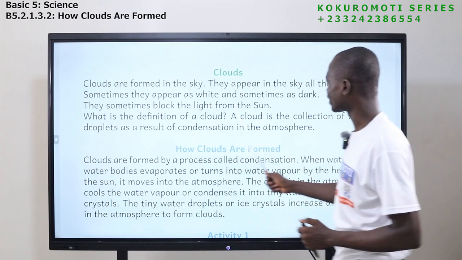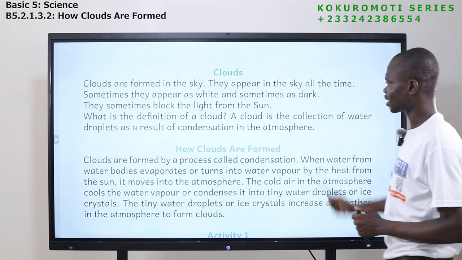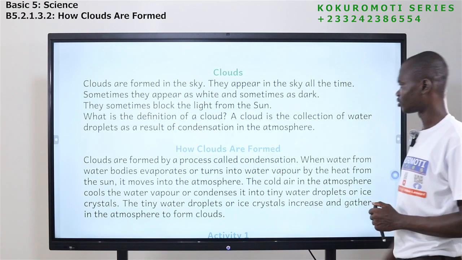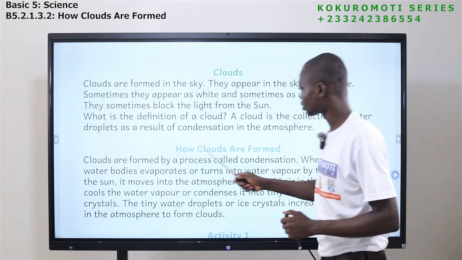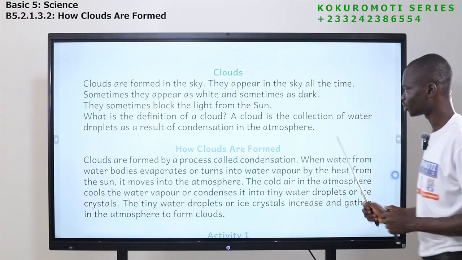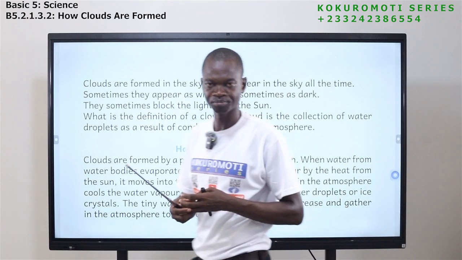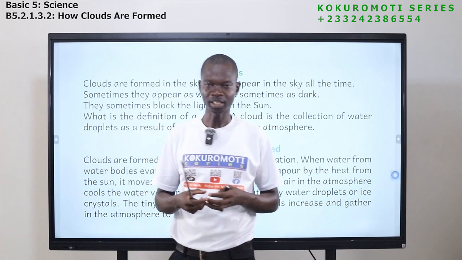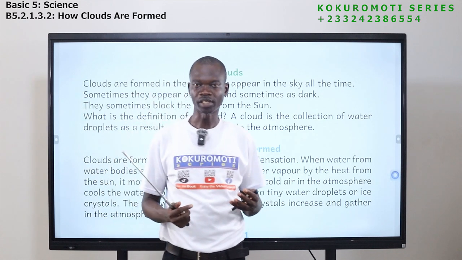Sometimes they appear as white and sometimes as dark. They sometimes block the light from the sun. What is the definition of a cloud? A cloud is a collection of water droplets as a result of condensation in the atmosphere. So when water droplets come together, they form clouds in the atmosphere.